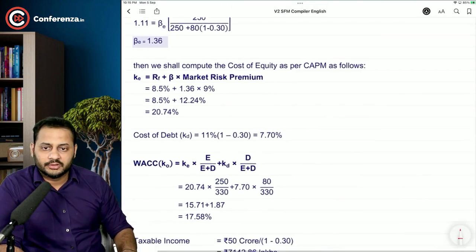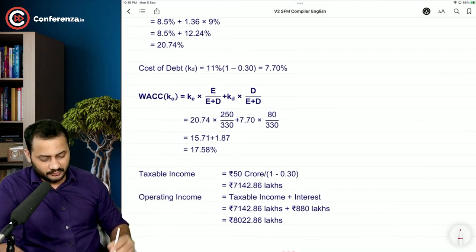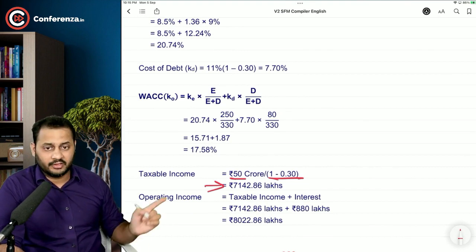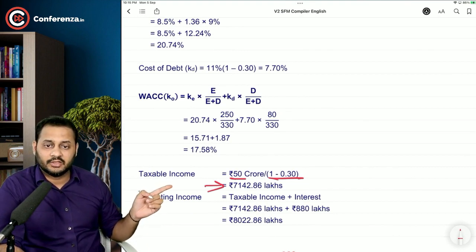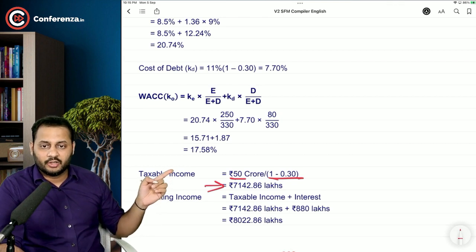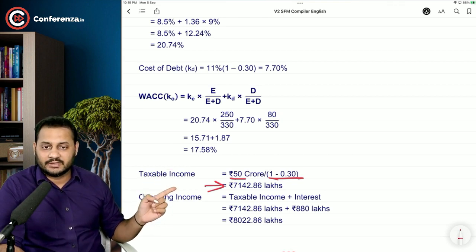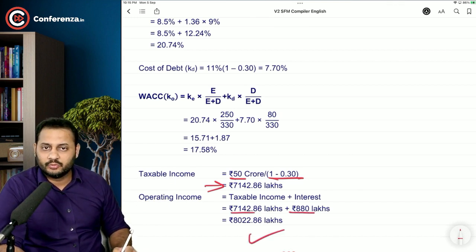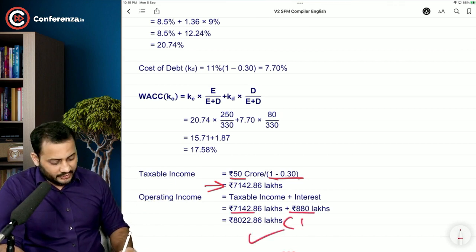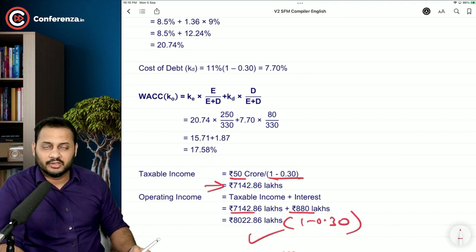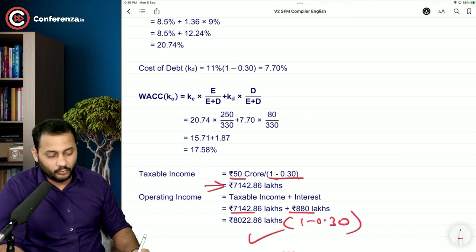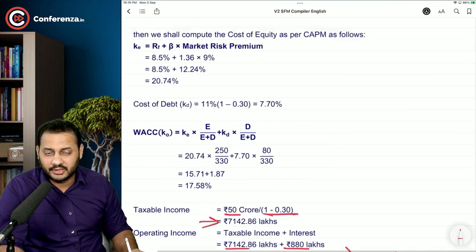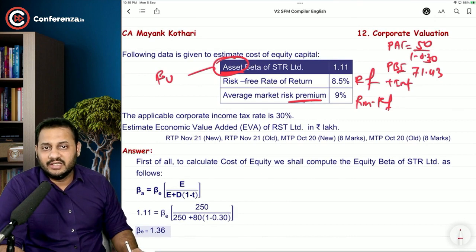So let me just go through that part. Taxable income 50 by 0.7. They have written it in lakhs, so that's why 7,142.86 lakhs, the crore figure was converted to lakhs as well. And once you add the interest to that, it is 8,022.86 lakhs. Now you can multiply by 1 minus 0.30 in order to calculate the net operating profit after tax, NOPAT. This will be used in the calculation of EVA. Understand that. Okay. Coming over to this part, we need WACC.